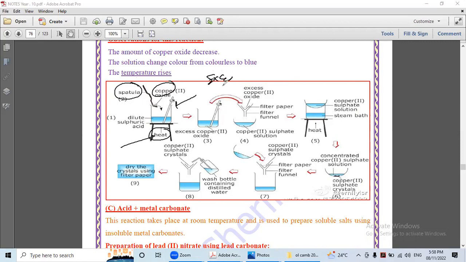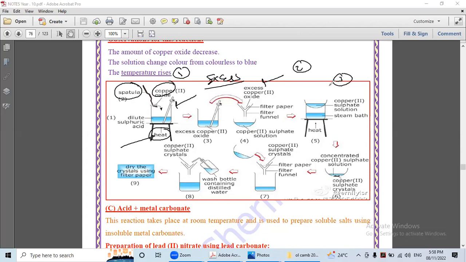What's meant by excess? More than enough. Why are we adding in excess? To make sure that all the acid reacted. How can we know this excess? Solid appears down, and we can't say precipitate. Then number two, this is number one. Number two, we make filtration. Why will we make filtration? To remove excess metal oxide.